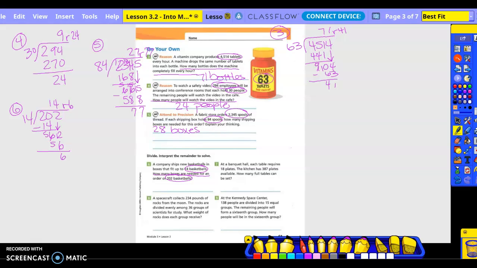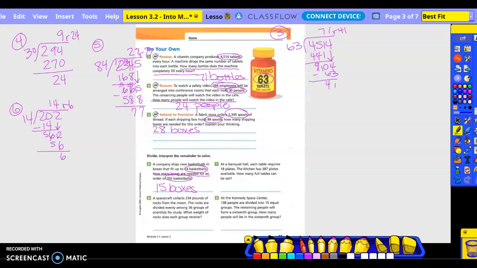Do they want to know how many are completely full? Am I using the remainder? Do they want to know how many are left over? Am I going up 1? So it's everything in it? Or am I making a fraction? Go up 1, because they want to know how many boxes will hold everything, right? So 15 boxes. Number 7.